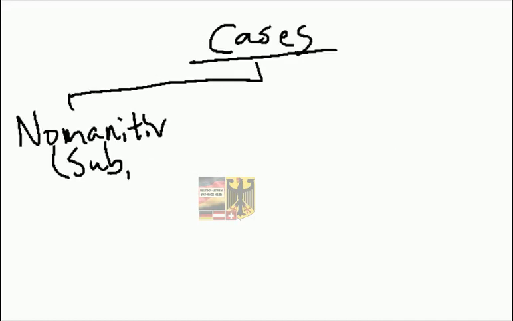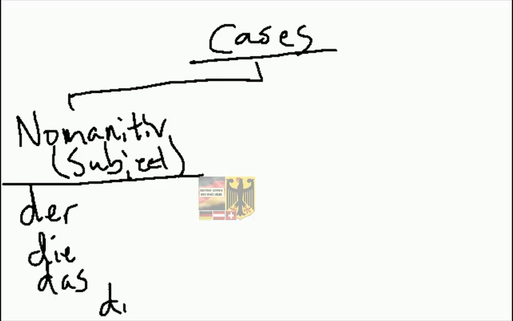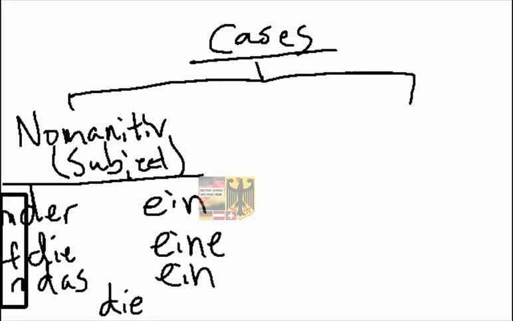So let's talk about cases. Right now we have a nominative, which is the subject case. And we know our articles. We have der, die, und das, masculine, feminine, and neutral, or we use ein in place of der, eine in place of die, or ein in place of das. And then we also have die, which is plural, used for any of them, because you can't say a books, you could say I read books, or the books.